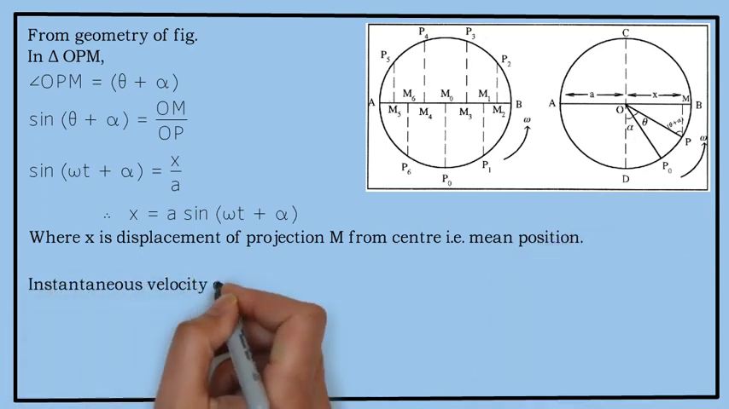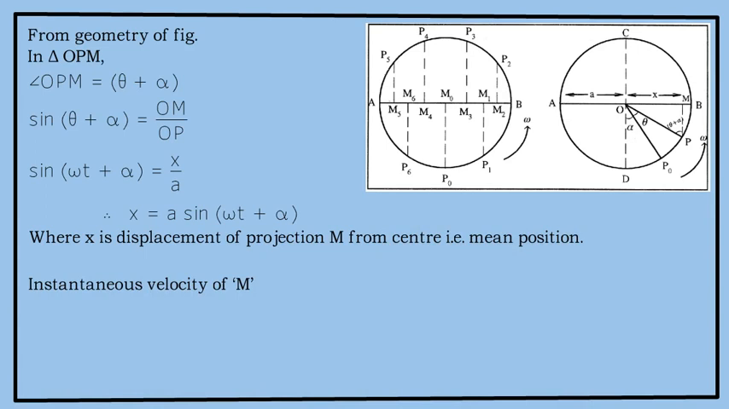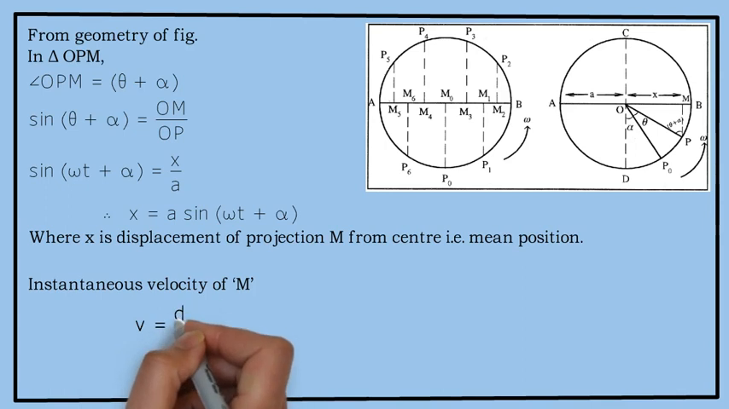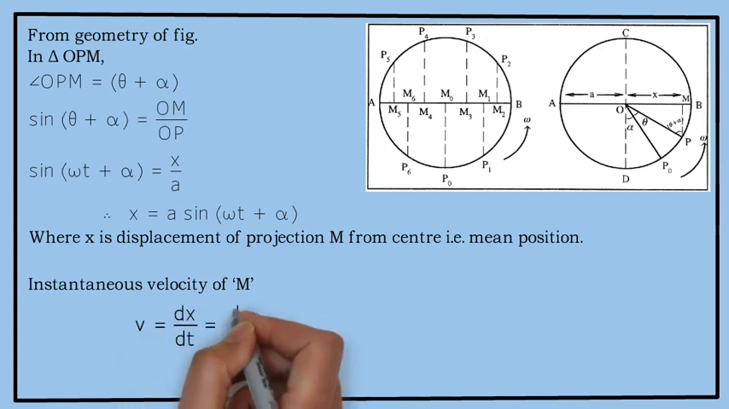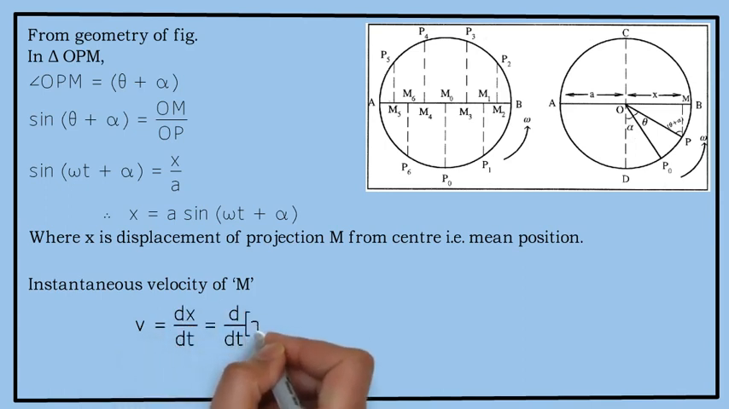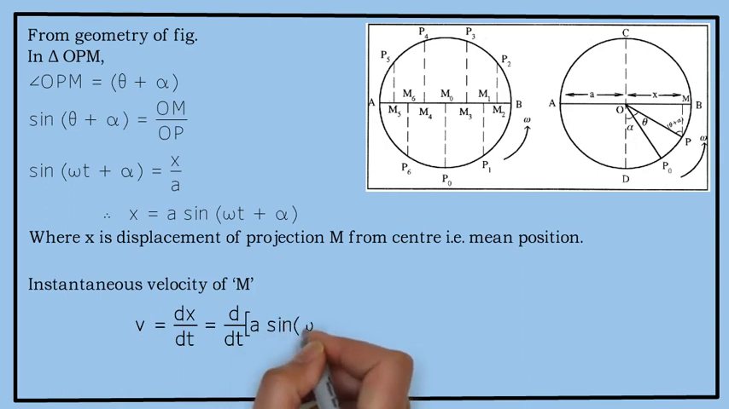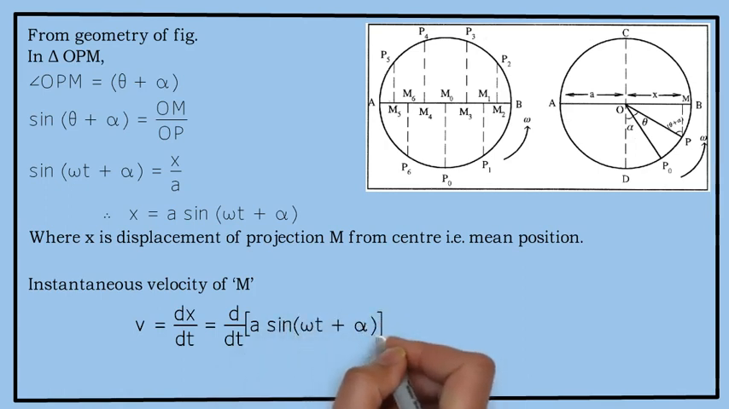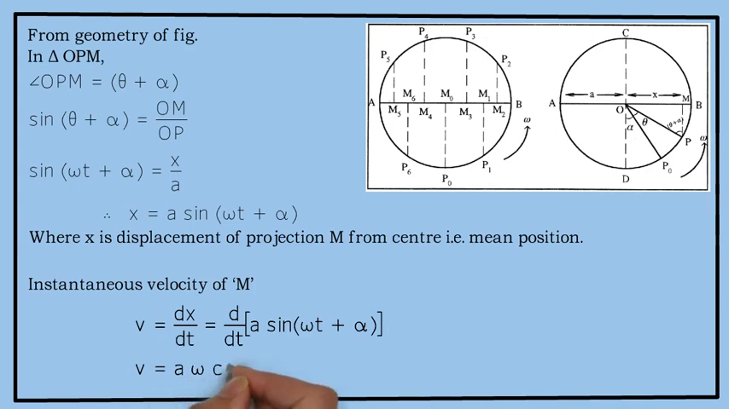Instantaneous velocity, how would you get? Obviously, we know that velocity is always equal to the time rate of change of displacement. When you differentiate the expression for displacement, we get d by dt of a sin of omega t plus alpha, that is, v is equal to a omega cos of omega t plus alpha. This is the expression for velocity.